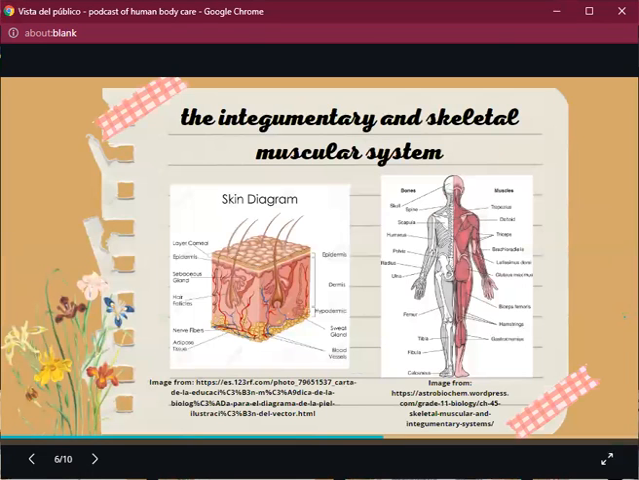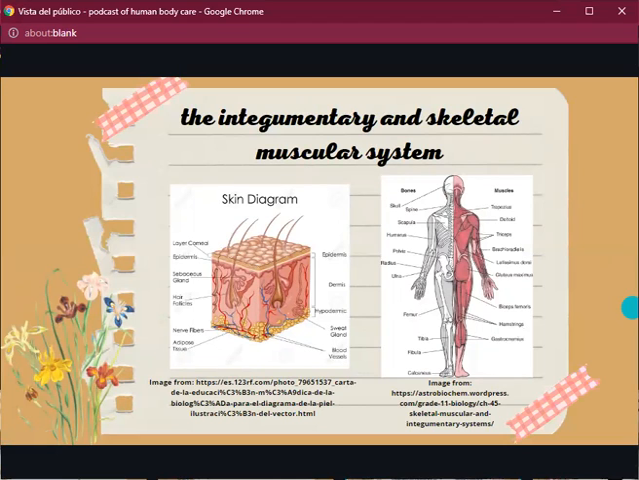Next, we have the integumentary and skeletal muscular system. First, the integumentary system is the largest organ in the body that forms a physical barrier between the external environment and the internal environment that it serves to protect and maintain. It can also be known as the skin, and it includes the epidermis, dermis, hypodermis, associated glands, hair, and nails.